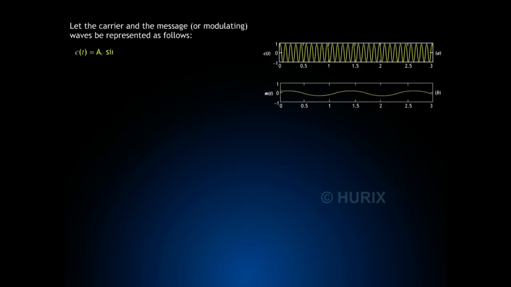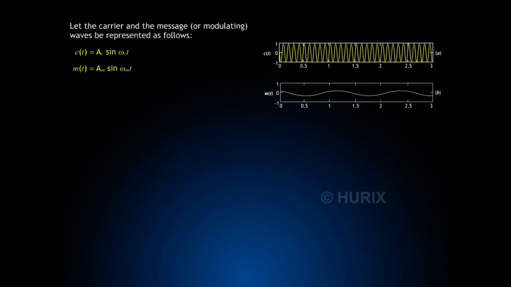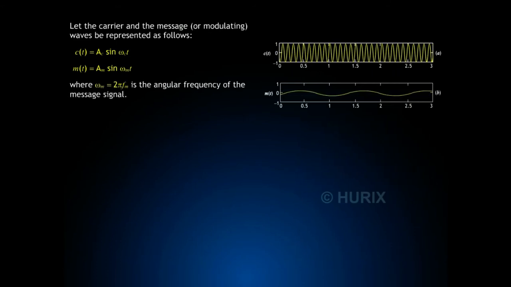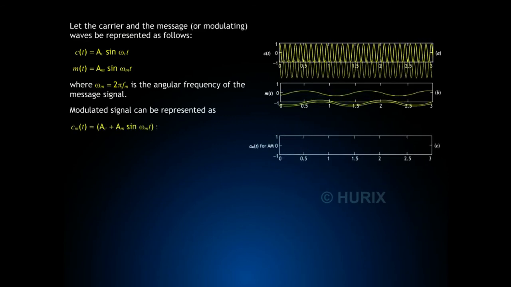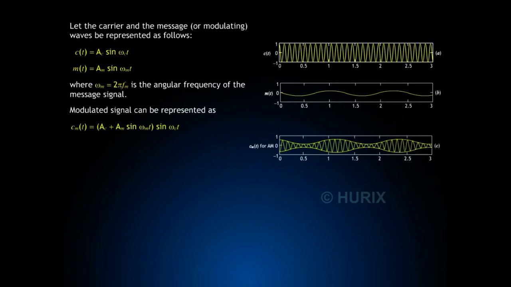Let the carrier and the message, or modulating waves, be represented as follows. c(t) equals Ac sin(ωc t), m(t) equals Am sin(ωm t), where ωm equals 2π fm, is the angular frequency of the message signal. The modulated signal can be represented as cm(t) equals (Ac plus Am sin(ωm t)) times sin(ωc t).